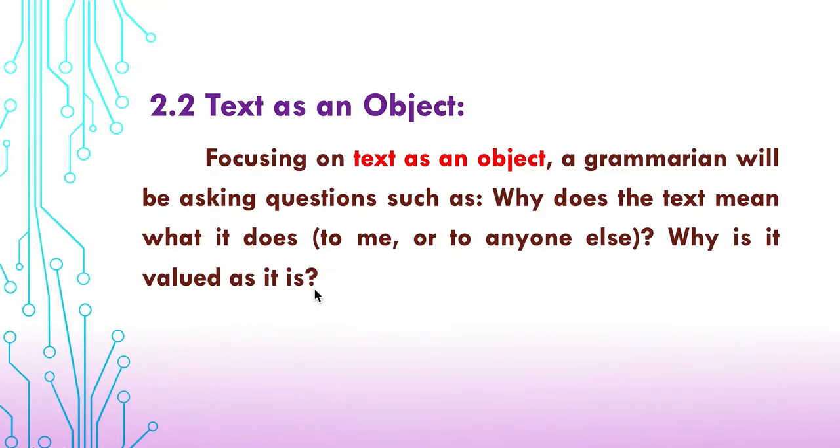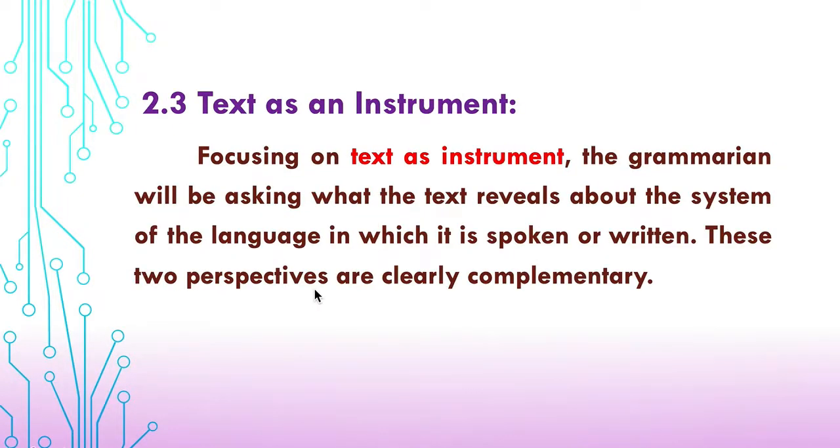Go to the next, 2.3, text as an instrument. Let me read. Focusing on text as instrument, the grammarian will be asking what the text reveals about the system of the language in which it is spoken or written. These 2 perspectives are clearly complementary.